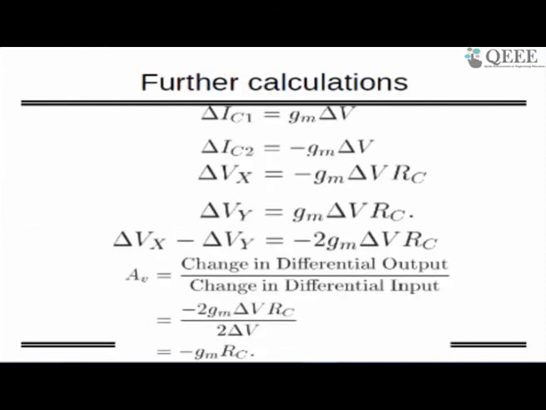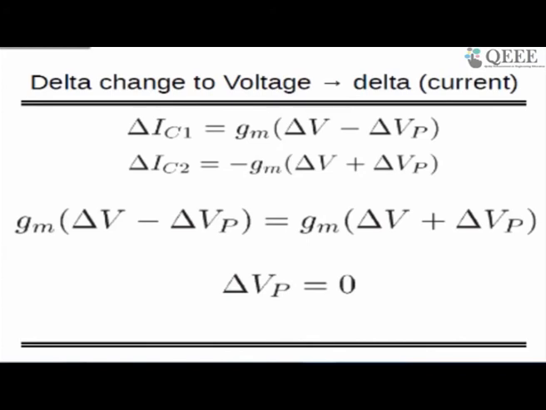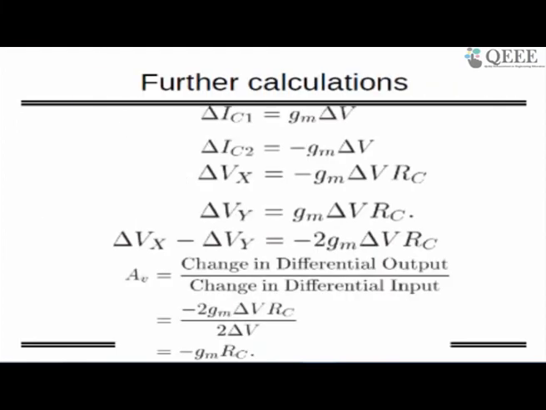Now let's go to the next part, where you already know that delta IC1 is equal to GM times delta V, because now delta VP is 0. So put delta VP equal to 0 in the previous equation. Effectively delta IC1 is equal to GM times delta V, delta IC2 is equal to minus GM times delta V, and for a given GM and delta V, your delta Vx, which is the output at node X, is equal to minus GM times delta V times RC.